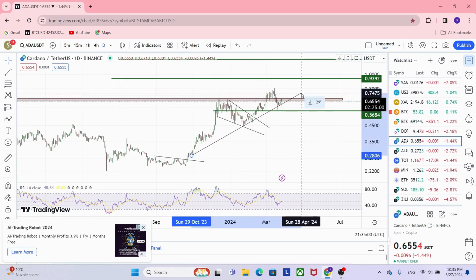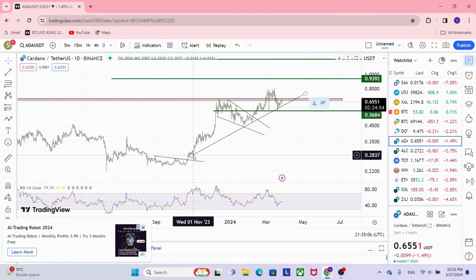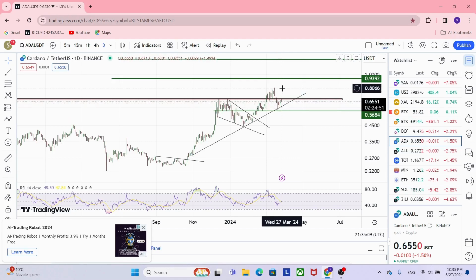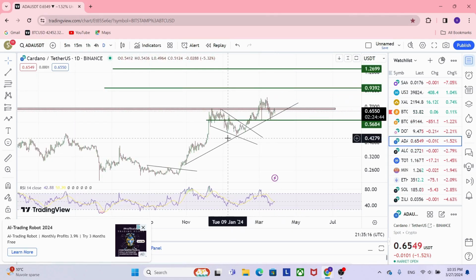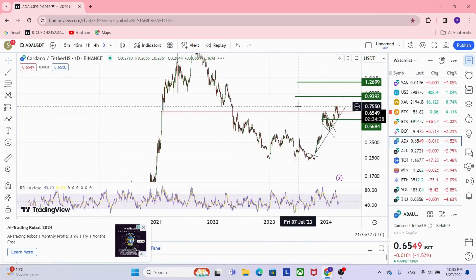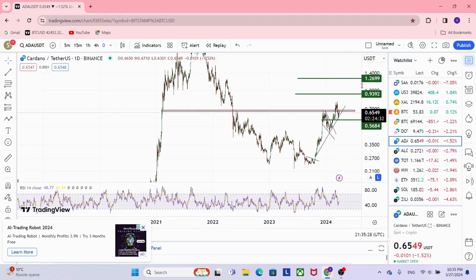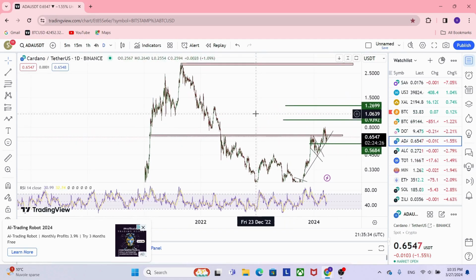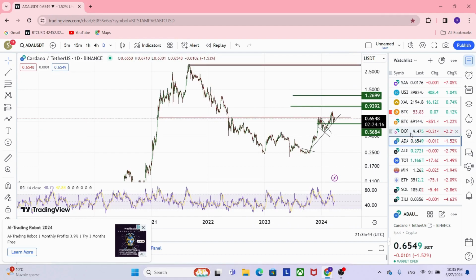So we can again extend this trend line. Our new trend line is 1 touch, 2 touch, and we see the reaction from the 3rd touch. So we again expect the price to go up to these targets that we already talked about in previous videos. The first target can be around 93 cents, and the second target can be $1.26. But overall, we expect the price to hit that all-time high again. Not anytime soon, but finally.